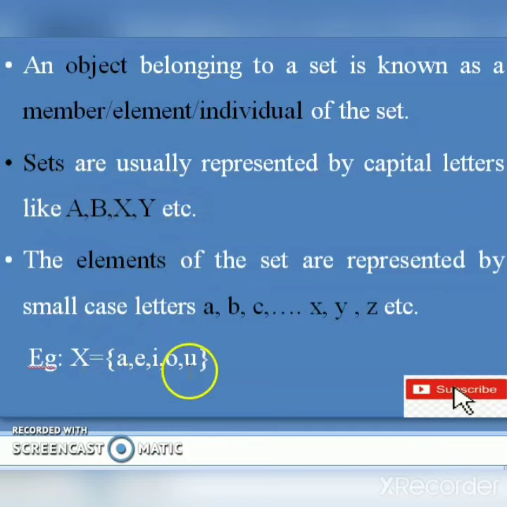Now, what are the elements represented by? If we want to represent elements in terms of alphabets, then they will be represented by small letters, and elements are always placed in brackets. So these are terms which you need to know for sets.